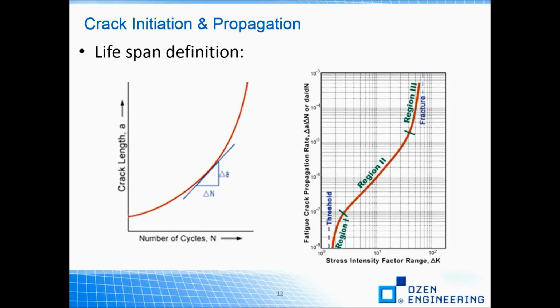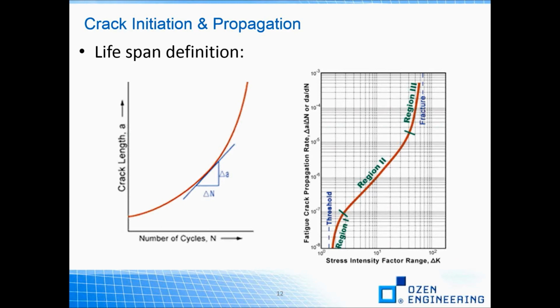The useful life of these components may be governed by the rate of subcritical crack propagation, which is the second region here as we see it. The rate of fatigue crack propagation is determined by subjecting fatigue crack specimens, like the compact specimen used in fracture toughness testing, to constant amplitude cyclic load.